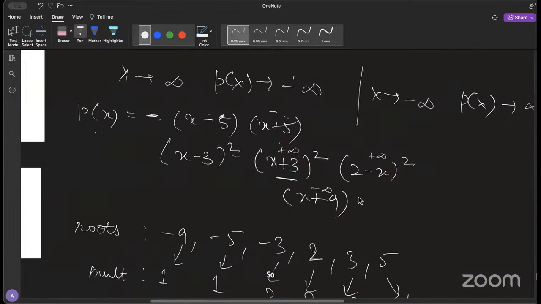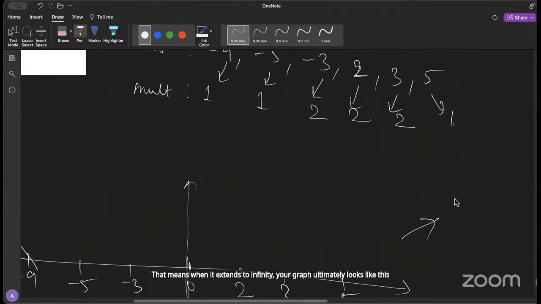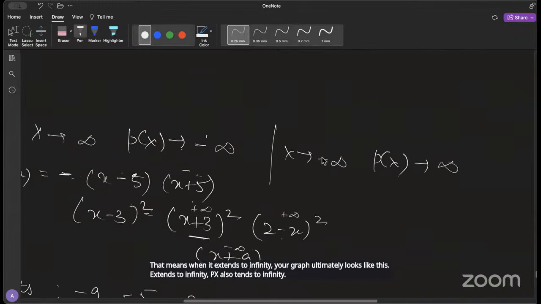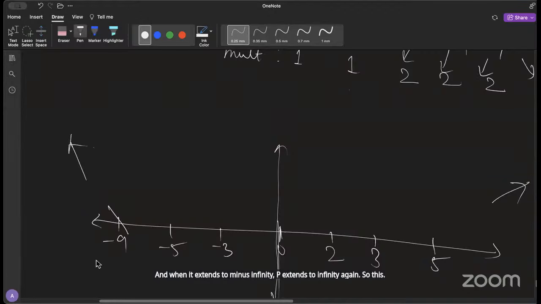So that means when x tends to infinity, your graph ultimately looks like this. X tends to infinity, P(x) also tends to minus infinity. And when x tends to minus infinity, P(x) tends to infinity. And we have two choices here, right? Either it will look like this, or we said it will look like this. Now we can't take this, because if this happens, then your graph is going to minus infinity when x goes to minus infinity, which is not true. So we'll have to take this thing.